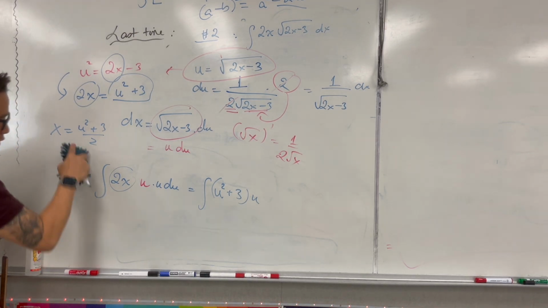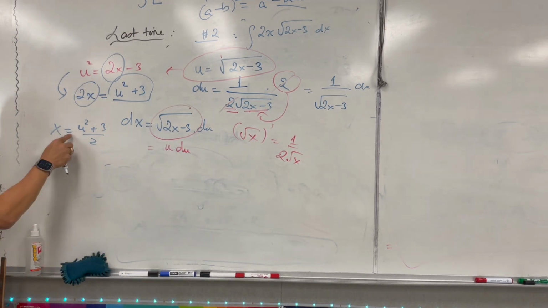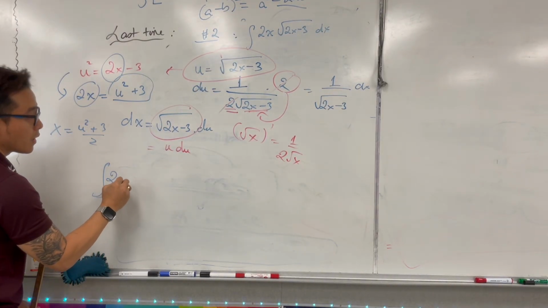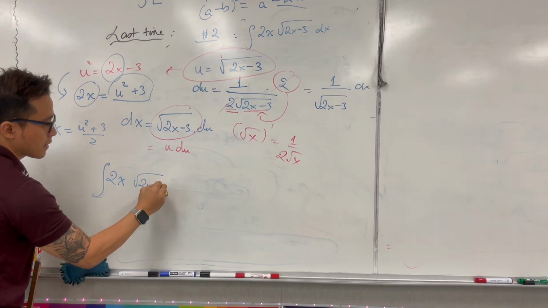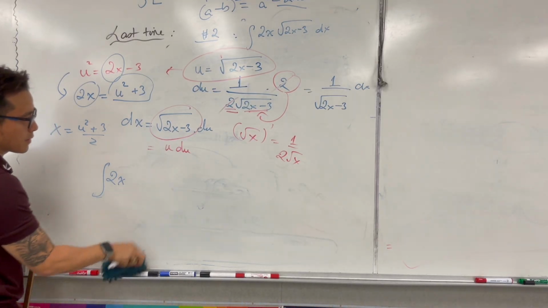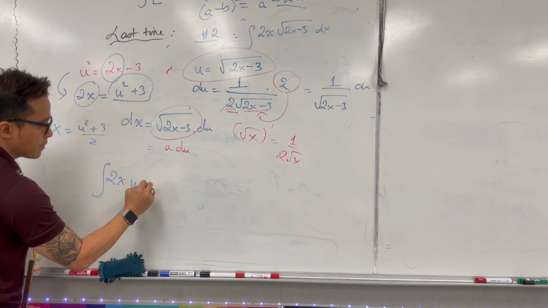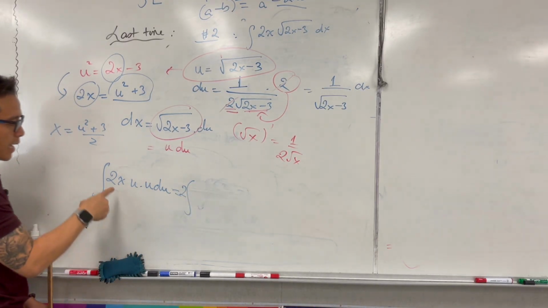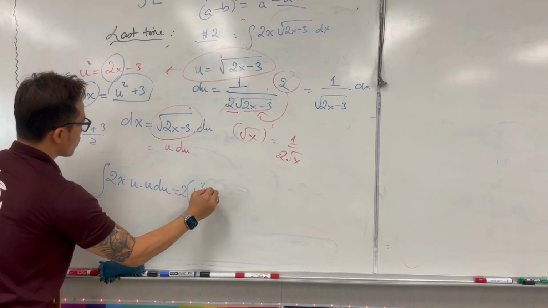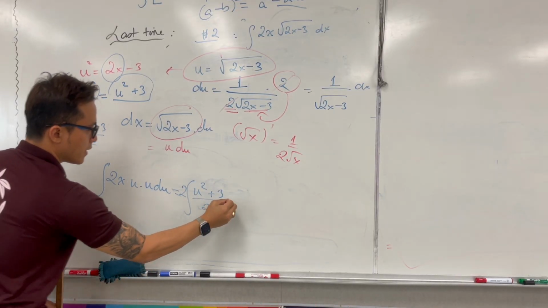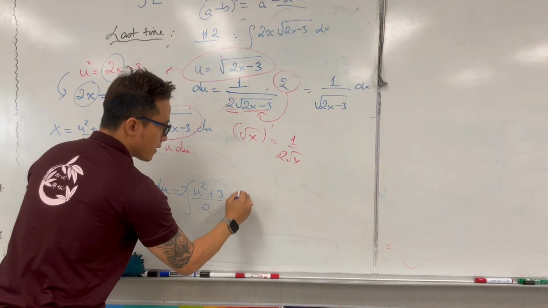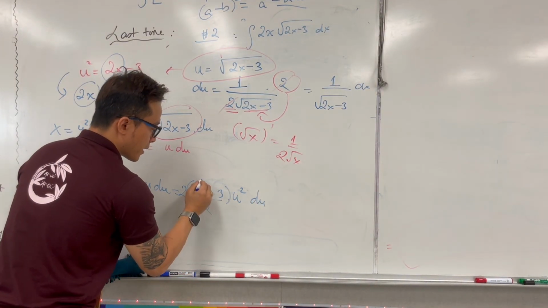If you want to divide, I can do that as well. I'm going to plug it in. Let's rewrite them first. This is u, so u times u du. I'm going to bring the 2 to the outside. x becomes u squared plus 3 over 2. And u times u is u squared. du. Put it in parentheses.